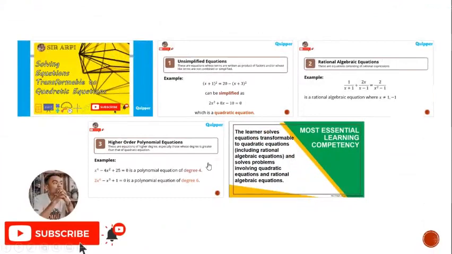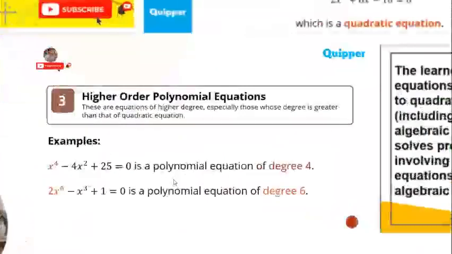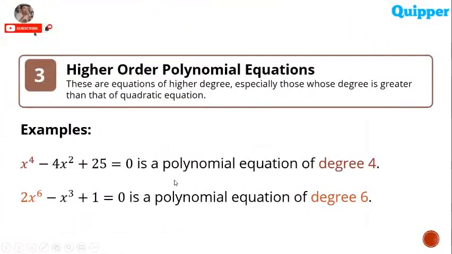Again, we have already had rational algebraic equations transformed to quadratic equations. And the last one is the higher order polynomial equations. These are equations of higher degree, especially those whose degree is greater than that of a quadratic equation. This means again that the degree is greater than 2 because the degree of a quadratic equation is 2.